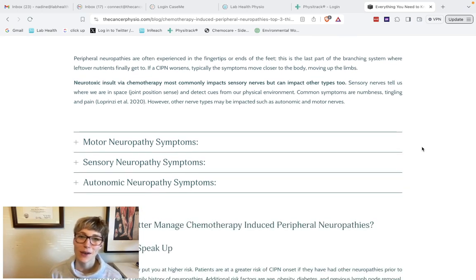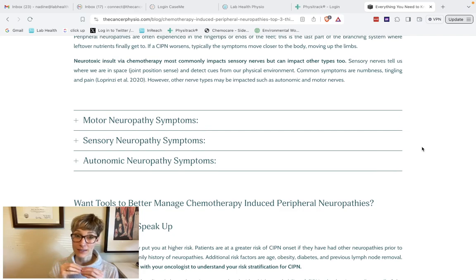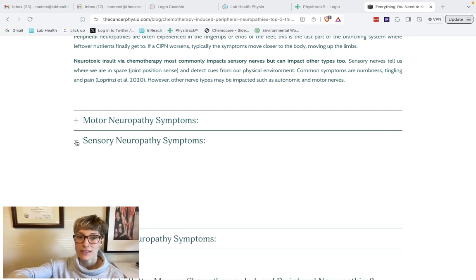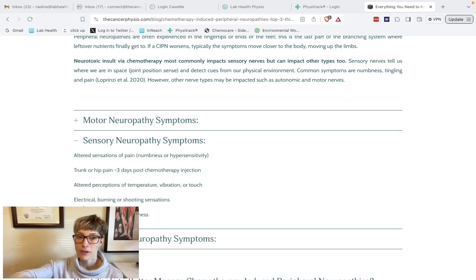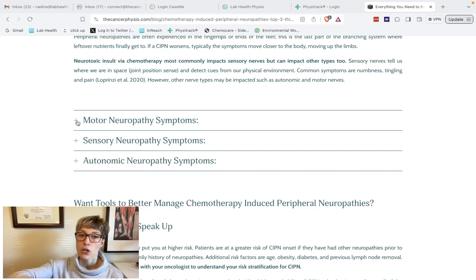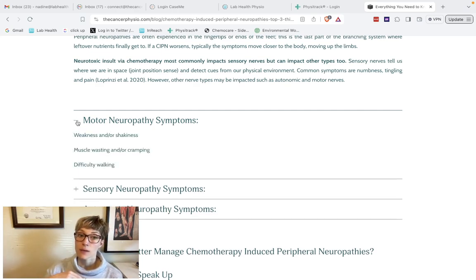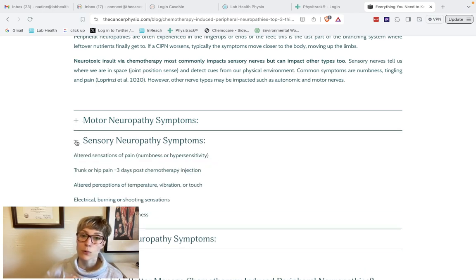So we won't go into the cellular physiology of how the chemo affects the peripheral system unless you really want to. It's there. Feel free to take a deep dive. We know that the insult to the nerves typically happens on the sensory nerves, but it can impact other nerves too. So that's where you can click on this drop-down accordion here in the blog, and you can see some of the symptoms that you might experience associated with injury to different types of nerves. Sometimes weakness or shakiness, that's more of a motor nerve. Sensory is what we see most of the time.